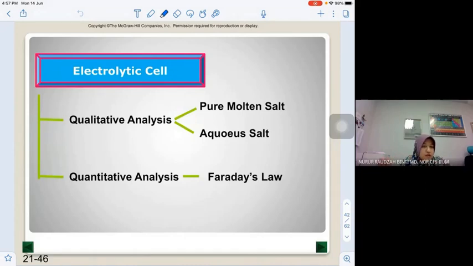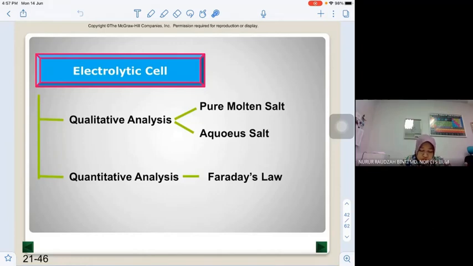Two smaller parts. The first one is the qualitative analysis of the electrolytic cell, and the second part is the quantitative analysis. When we use the term qualitative, it is about whether something is present or not present, or what the product will be. So basically in this qualitative analysis, we predict the products of the redox reaction that happens at the electrodes of the electrolytic cell.